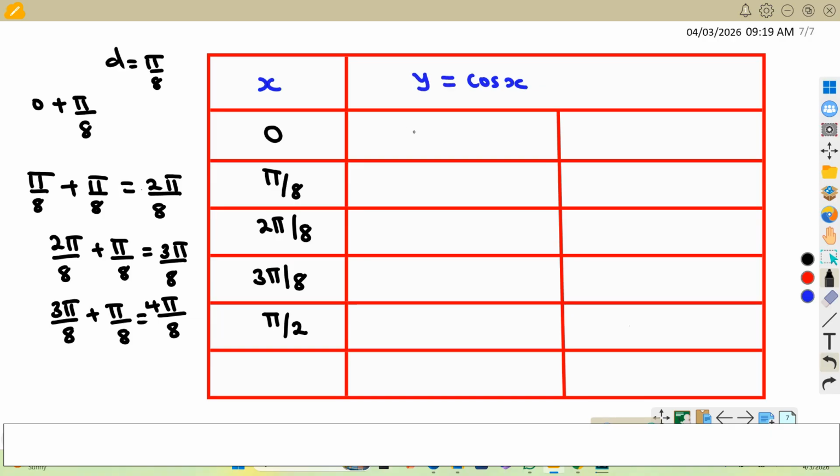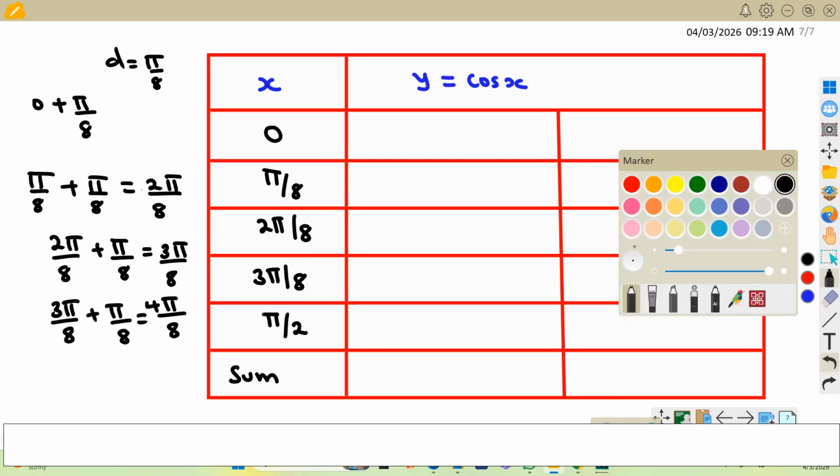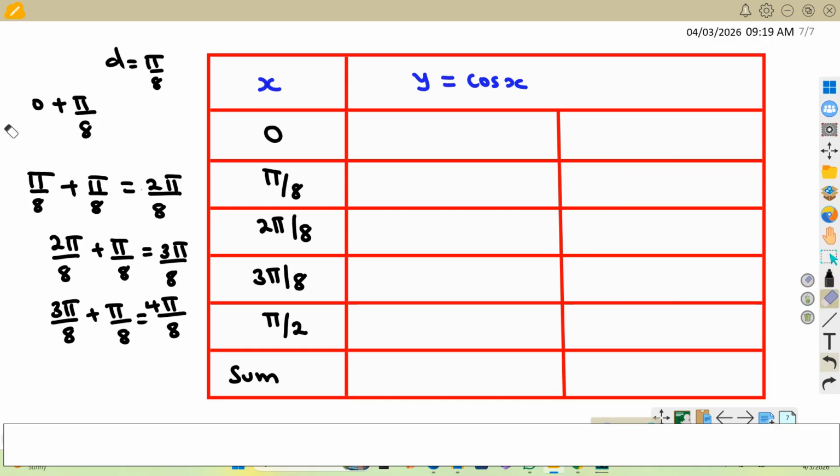Now, having gotten the values of x, from 0 you must add up to this last point, which is pi by 2. Here we shall have our sum, and here we need y naught. As I said, to obtain the values for y, our calculator must be in radians. So let's first have these off.